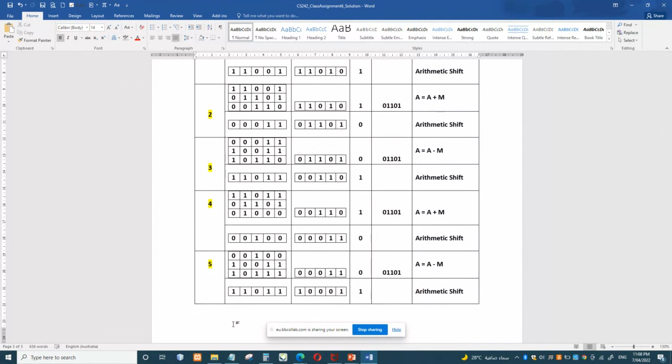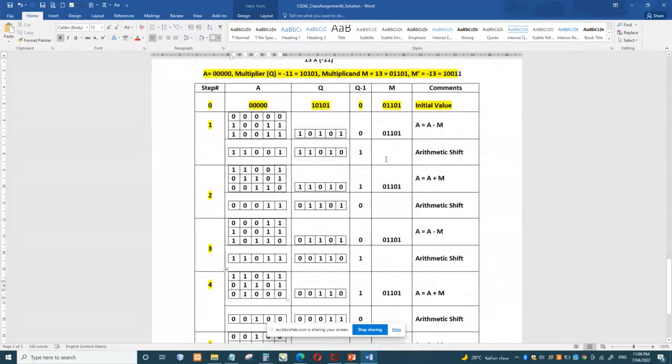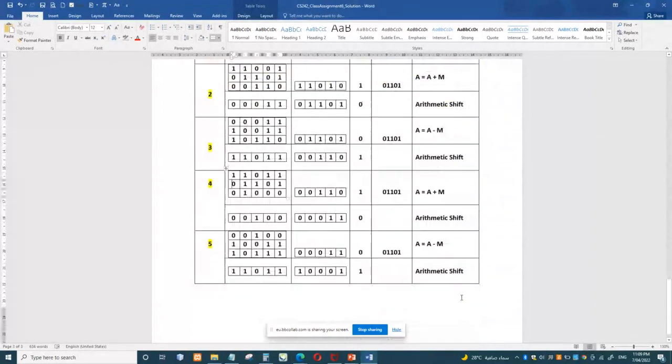Doctor, I have a question. In step 4, we add A plus M. A is 11011. And M is our multiplicand, which is 01101. We just added them together. Is it clear to everyone?